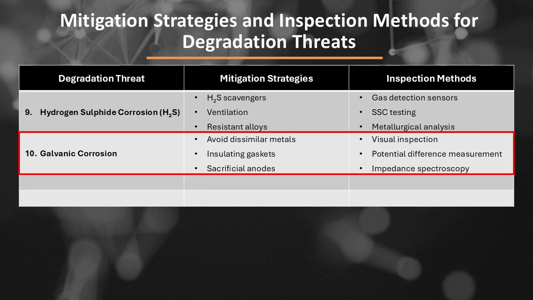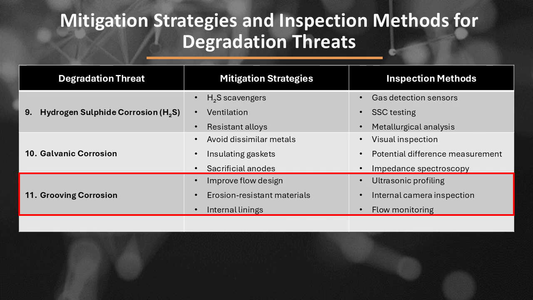Degradation threat number 10, galvanic corrosion. Mitigation strategies for galvanic corrosion may include avoid dissimilar metals, insulating gaskets, and sacrificial anodes. Inspection methods for galvanic corrosion may include visual inspection, potential difference measurement, and impedance spectroscopy.